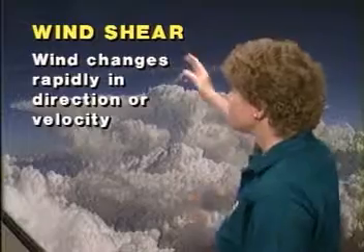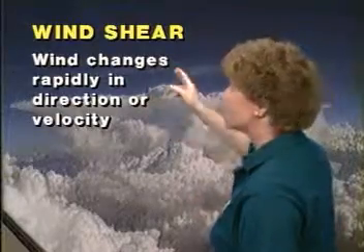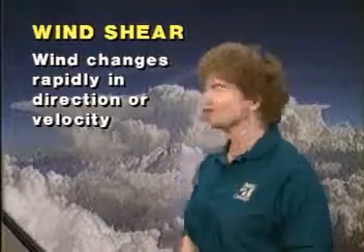Now, one very hazardous atmospheric phenomenon that you'll find near thunderstorms is wind shear turbulence. Wind shear occurs when the wind changes rapidly, either in direction or in velocity. In the vicinity of thunderstorms like this, it's doing a lot of both. We'll discuss wind shear more later, but be aware that where there are thunderstorms, you'll also find wind shear.